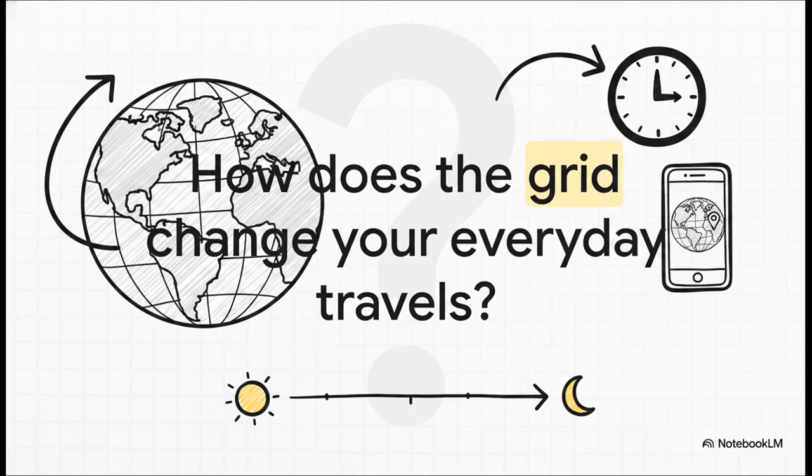Pretty mind-blowing, right? So the next time you look at a map, or honestly, even just glance down at your watch to check the time, ask yourself, how many degrees away is the sun from your standard meridian right now?